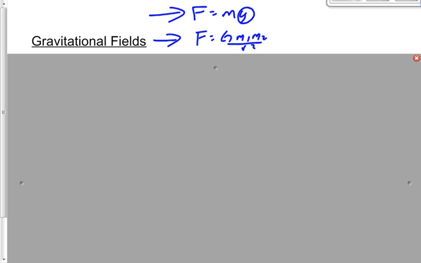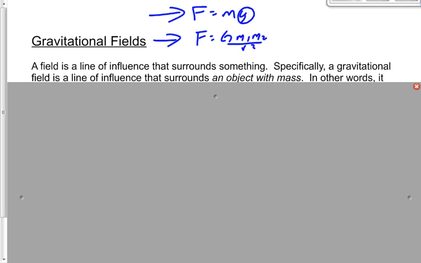To help us understand that gravity is still there, even when there's nothing to experience it, we talk about a gravitational field. Field versus a force. A field is that influence that's there no matter what, as long as we have the producer. The force is the push or the pull acting on the pen or whatever it is. In general, we define a field as a line of influence that surrounds something. And a gravitational field, of course, is a line of influence that surrounds a mass.